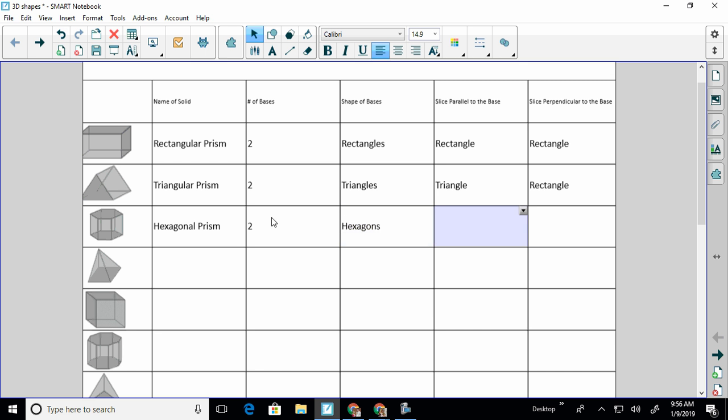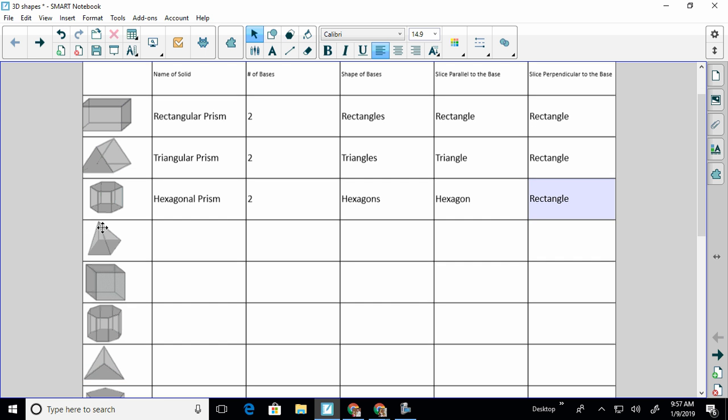Now, if we're going to cut this parallel to the base, it's not going to go through a hexagon, it's going to go parallel to a hexagon. So if I was going to cut it parallel to the base, this way, then that's going to make a hexagon. If I cut it perpendicular right through that base, it's going to make a rectangle.